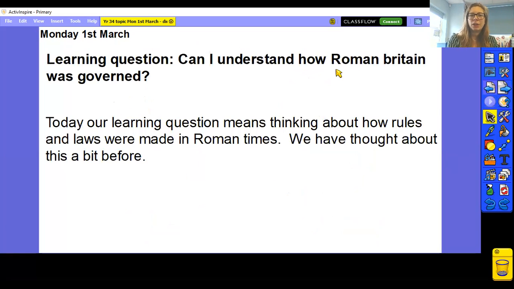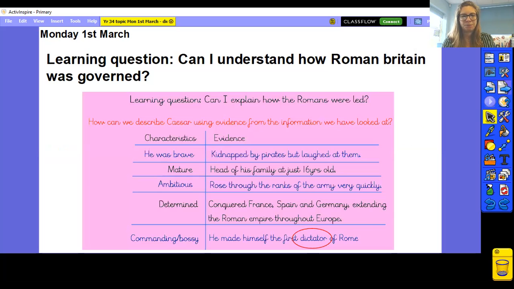So our learning question for today is, can I understand how Roman Britain was governed? So we're going to look in a little bit more detail about how it was actually run. So it means thinking about how rules and laws were made in Roman times. And we've thought a little bit about that before, but we're really going to think about the impacts on the people living during that time today.